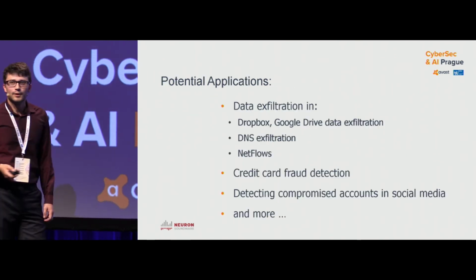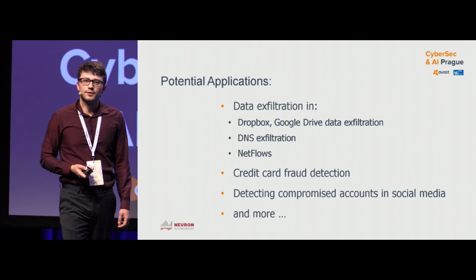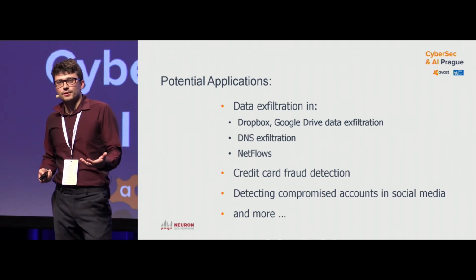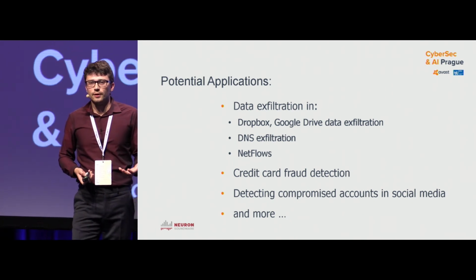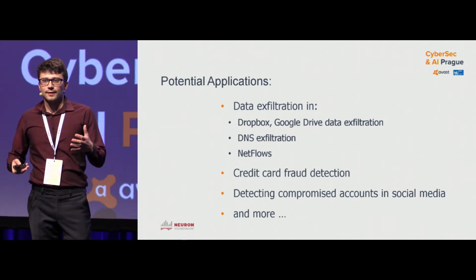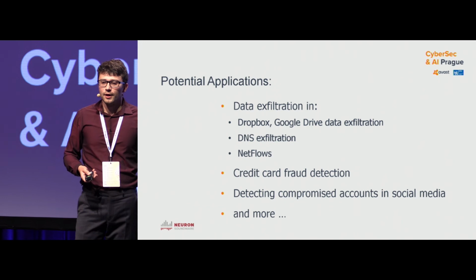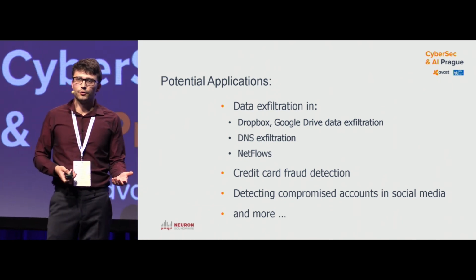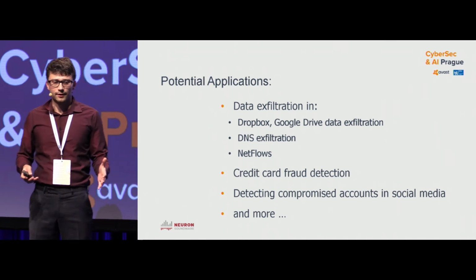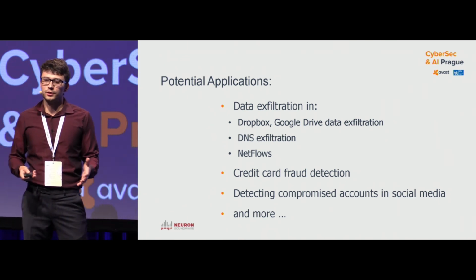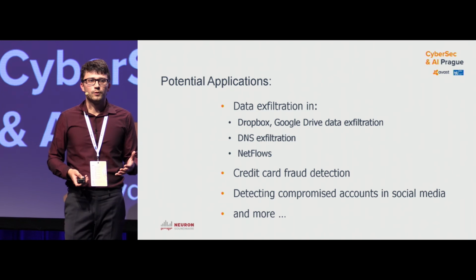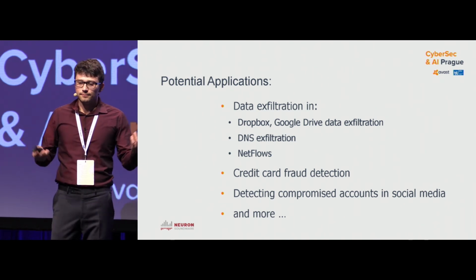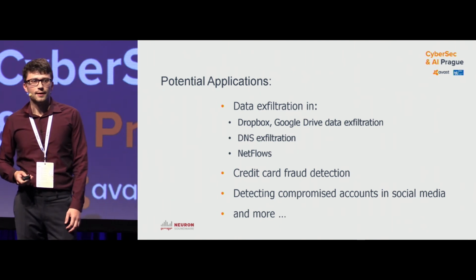The potential applications of this research are that we could apply this adversarial anomaly detection to detect whether there is ongoing data exfiltration over Dropbox, Google Drive, or even through net flows. So we can inspect the net flows to see if there is data exfiltration. Also, we could detect credit card fraud this way, or compromised accounts on social media, and more.